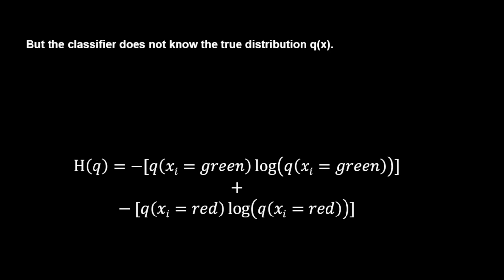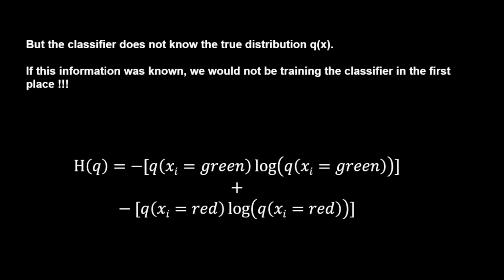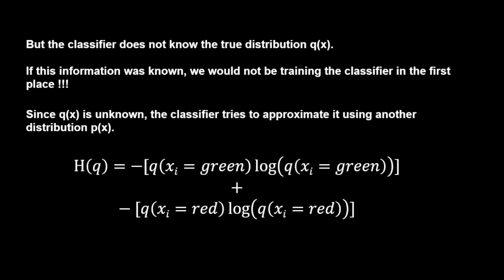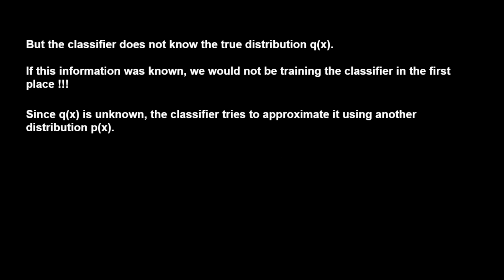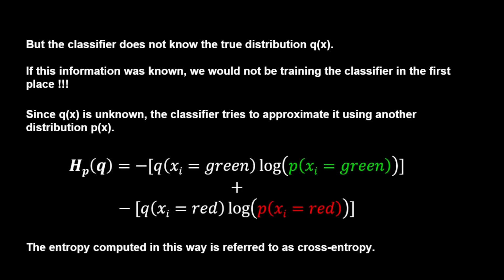But the classifier does not know the true distribution q of x. If this information was known, we would not be training the classifier in the first place, right? Since q of x is unknown, the classifier tries to approximate it using another distribution p of x. So if we replace q by p inside the log, we have what is called the cross entropy. That is, the entropy computed in this way is referred to as the cross entropy.